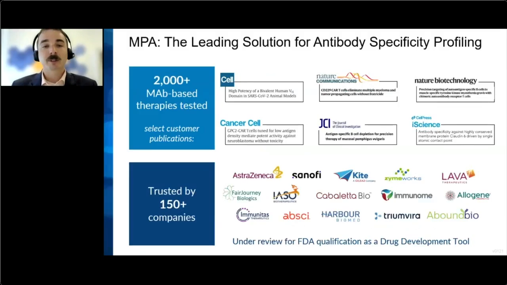The MPA is really the leading solution for antibody specificity. We've tested over 2,000 monoclonal antibodies as well as many other biotherapeutics in our platform, and our customers have published in very high-impact journals with this data. We're trusted by over 150 companies, including the list that you can see here, as well as many others. We're currently under review by the FDA for qualification as a drug development tool, which is a very exciting aspect for specificity testing and the evolving landscape.